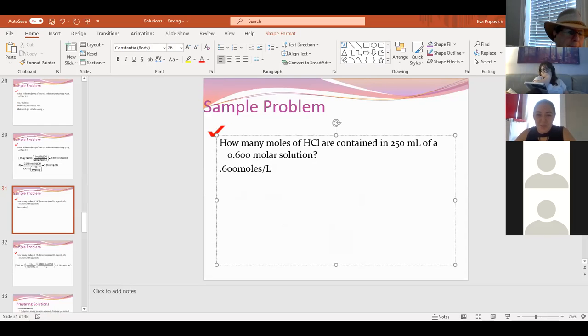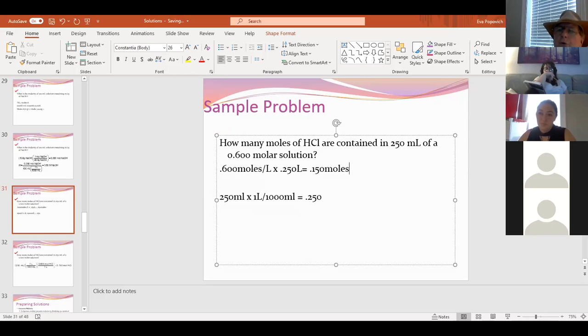Are we going to multiply it by what? By 0.25? And by the way, if you didn't see how that was done, it was 250 milliliters times 1 liter divided by 1,000 milliliters to give you 0.250. So all I'm going to do is take the 0.250 and multiply it by 0.600. This gives me 0.150 moles.